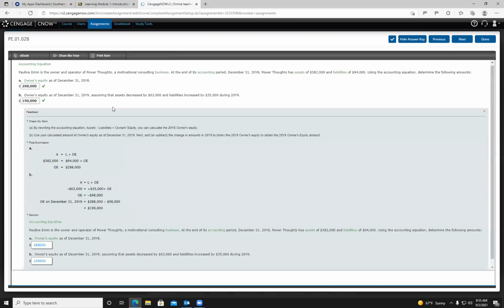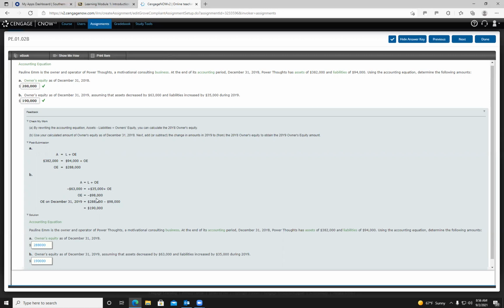In this situation, right here it tells you how to solve it. If assets equal liabilities plus owner's equity, then we basically just flip it around and subtract out, making owner's equity equals assets less liabilities. So owner's equity is $288,000. We're basically solving for X here. Very simple algebraic equation.